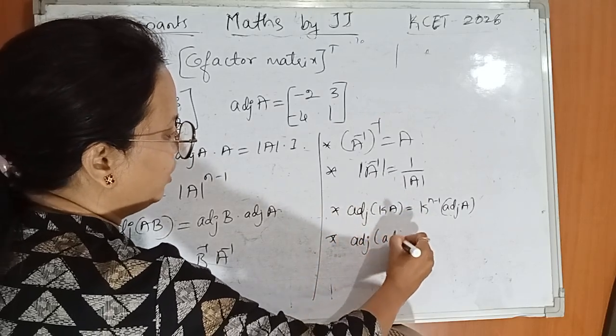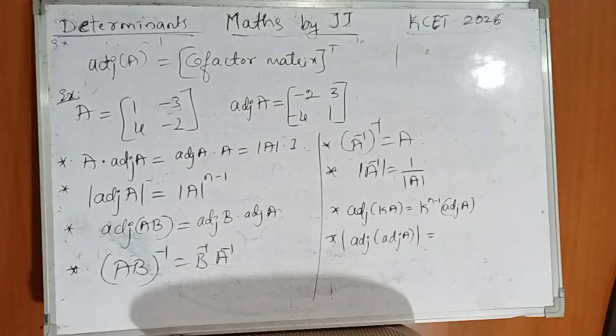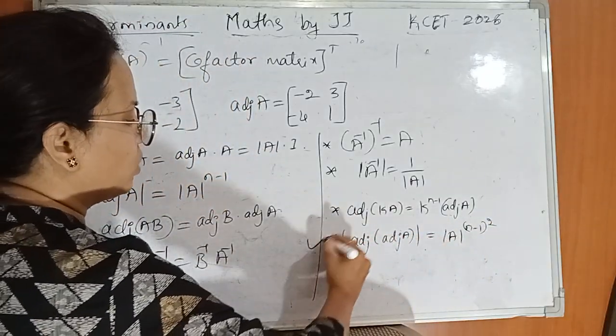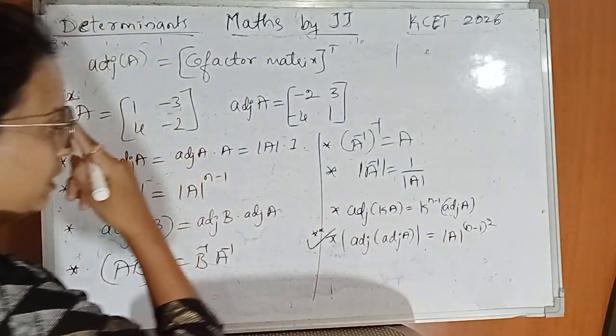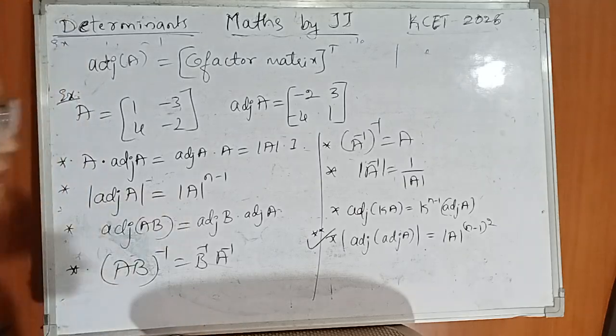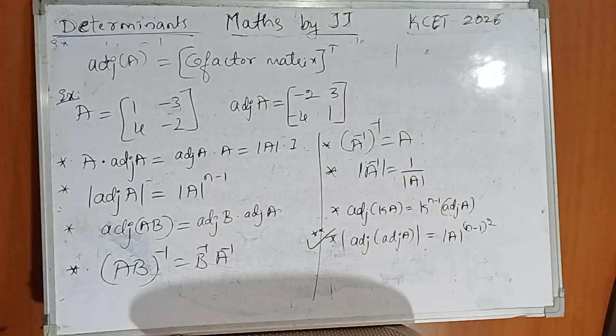Next comes adjoint of A, determinant. Okay, very important. Determinant of adjoint of A is nothing but determinant of A to the power n minus 1 the whole square. This is also a very important synopsis or formula. Determinant of adjoint of A is equal to determinant of A to the power n minus 1 the whole square. So these are some of the important formulas related to the chapter determinants, which will help you solve some direct questions, students. Please make a note of it.